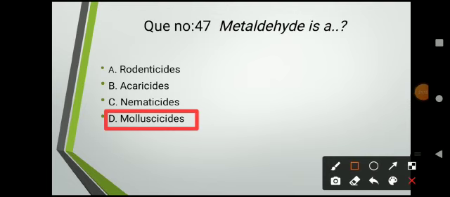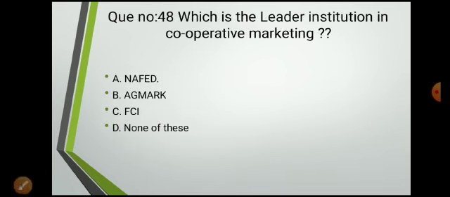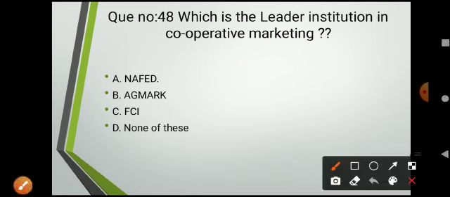Molluscicides are the chemicals which are used to kill snails and slugs, and the example is metaldehyde. Next question, question number 48. Which is the leader institution in the cooperative marketing? The options are NAFED, EDGMARK, FCI, and none of these. The correct option is NAFED. It is the leader institution in the cooperative marketing.